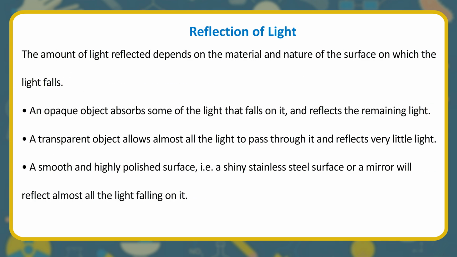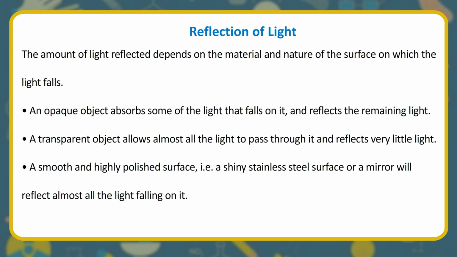The amount of light reflected depends on the material and nature of the surface on which the light falls. An opaque object absorbs some of the light that falls on it and reflects the remaining light. A transparent object allows almost all the light to pass through it and reflects very little light. A smooth and highly polished surface, i.e. a shiny stainless steel surface or a mirror, will reflect almost all the light falling on it.